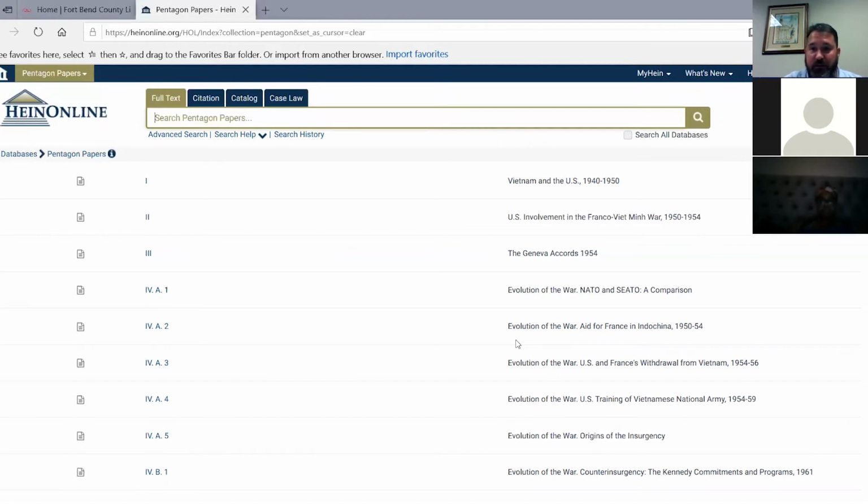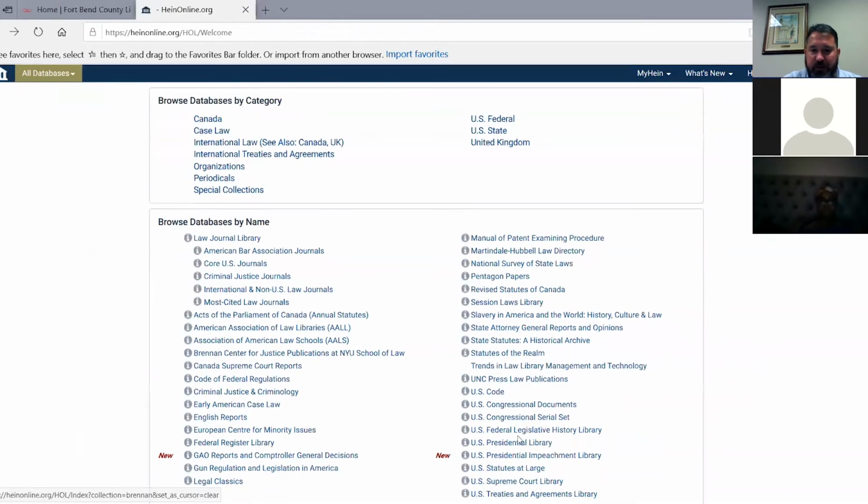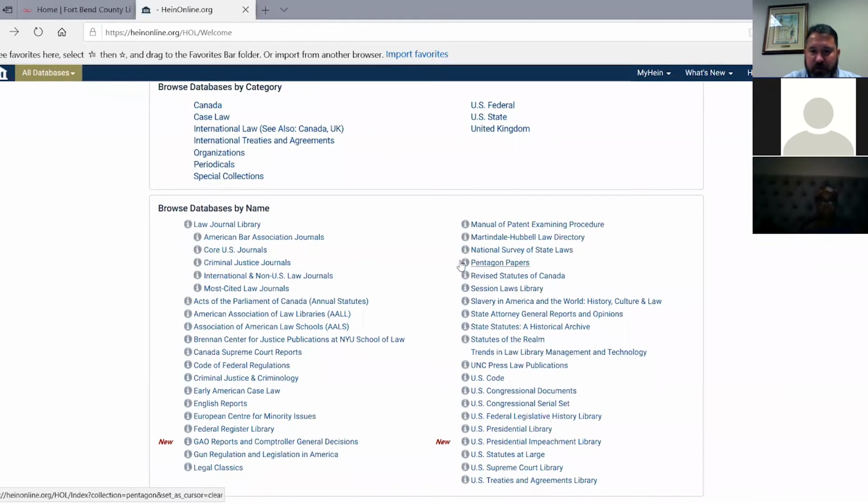Obviously, the disconnect between what was being put out publicly to the American people and what was really going on behind the scenes were two different things. So, just from a historical standpoint, they have the entire Pentagon Papers on this website. Similar thing, they have things related to, let's see here, we're trying to find it real quick.